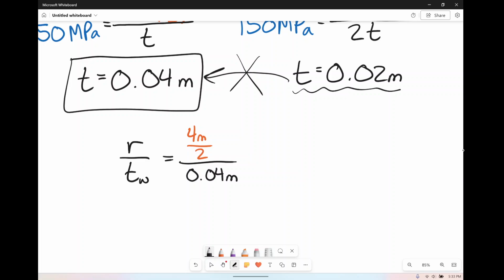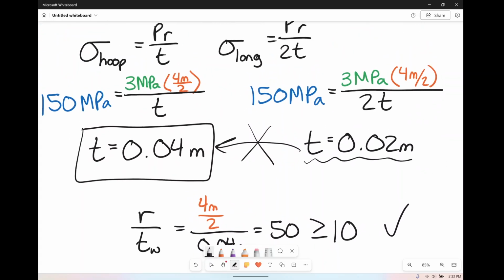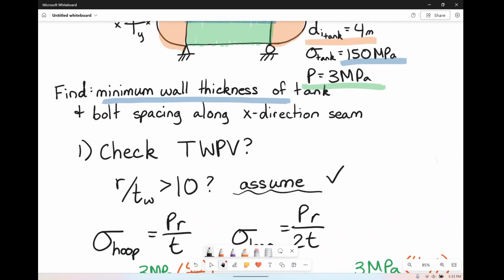Do make sure you're looking at your units. If you start talking about one thing in meters and the other in millimeters, that's not going to give you a unitless number. It has to be unitless. It has to be a ratio of the same units together. It has to be greater than or equal to 10. So this is actually going to give us 50. And 50 is, of course, greater than 10, so good. Our assumption was correct. So our minimum wall thickness that we're going to use, 0.04 meters, which is, again, 40 millimeters. And that's question number 1.